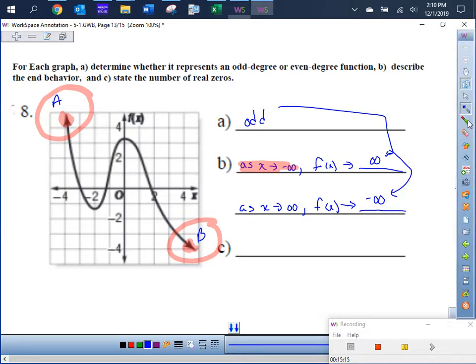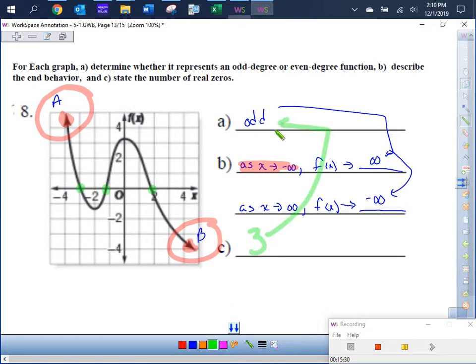And now let's count the number of real zeros. The real zeros are where you either touch or cross the x-axis. This one crosses over the x-axis, so they count once. So 1, 2, 3. Perfect match, because that is an odd number of zeros in that case.